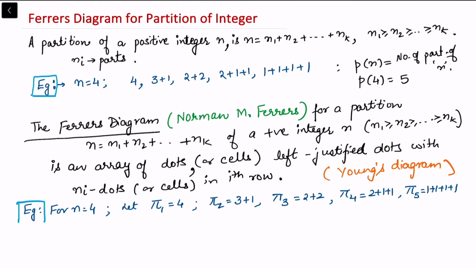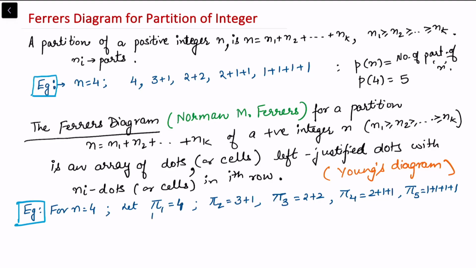So now to understand this Ferrers diagram, let me take the same example for which I have written the partitions. We consider n equal to 4 and there are 5 relevant partitions corresponding to 4. I have named this partition pi1, that is 4. Then I have named another partition pi2, this is 3 plus 1. Another partition pi3, 2 plus 2. Similarly pi4, pi5. This is just a name of the particular relevant partition.